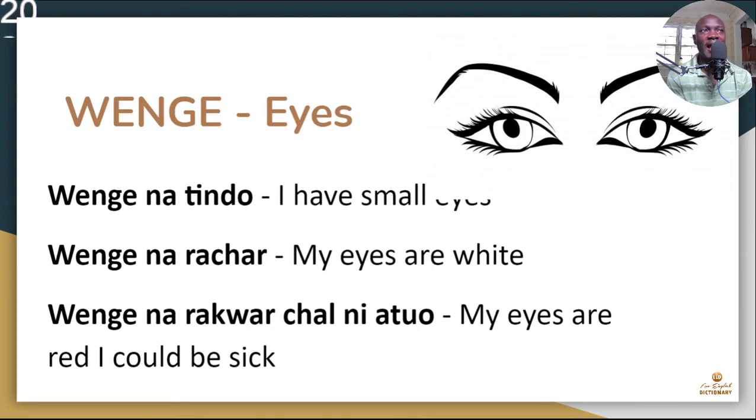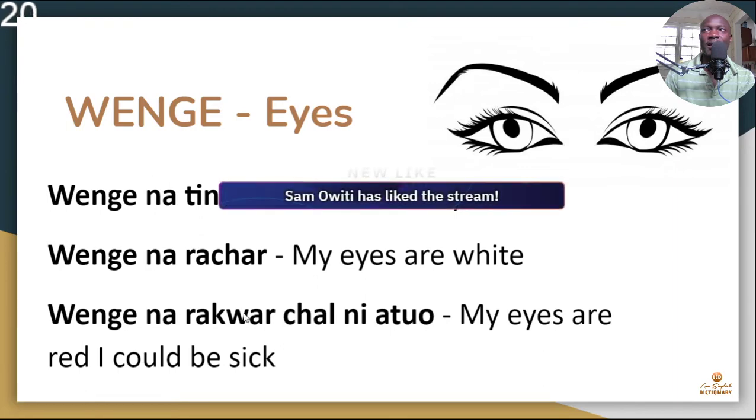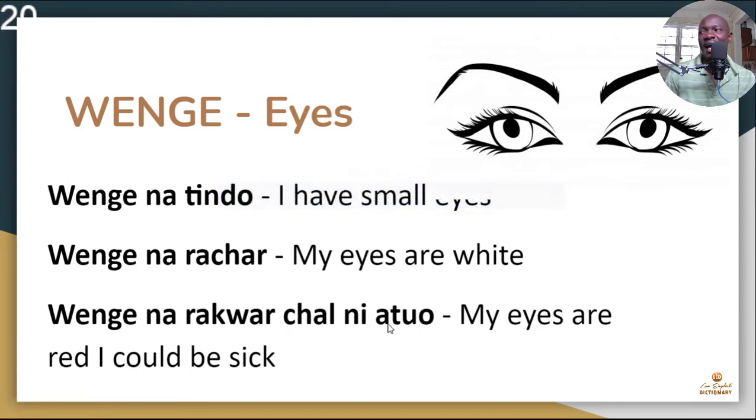If you're reading along with me, just look at where my mouse is. You see where my mouse is? There you go. Wenge na rakwar. Chal ni atuo. My eyes are red. I could be sick.